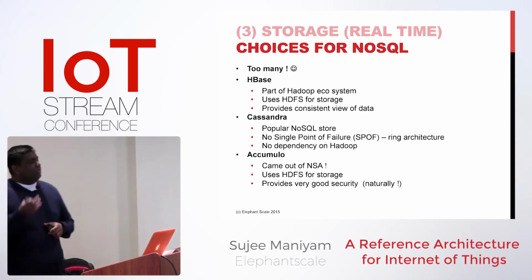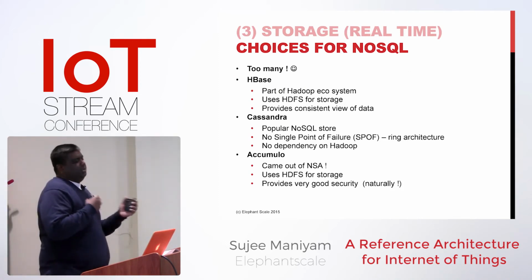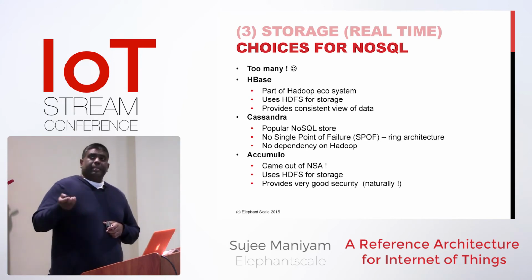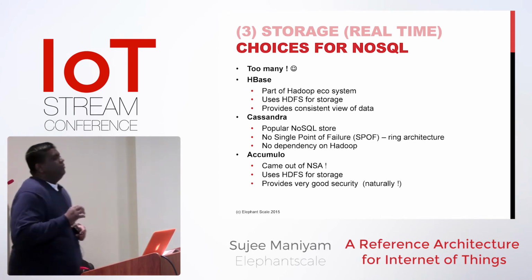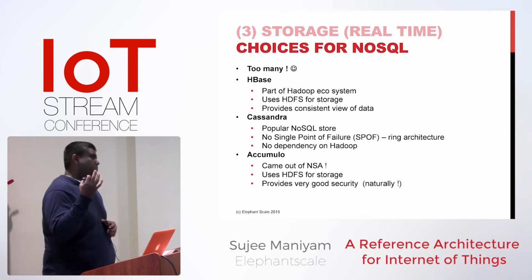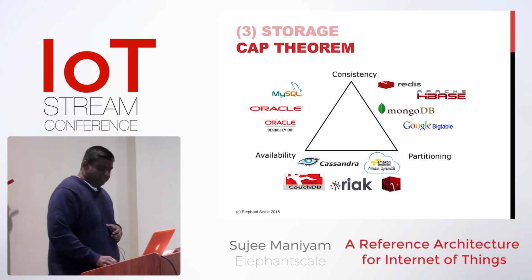Choice for NoSQL. So we figured out, okay, HDFS is our master storage. What about NoSQL? There are way too many. The popular ones are HBase, Cassandra, and Accumulo. Accumulo is basically an HBase cousin that came out of NSA, and in a strange twist of things, it's actually open source, and you can actually use it.